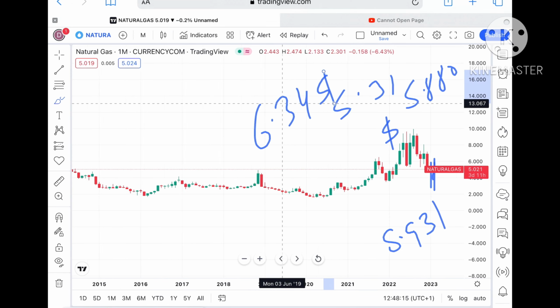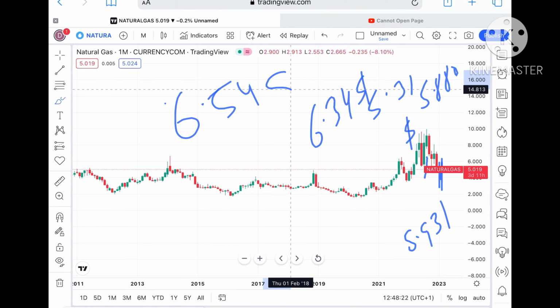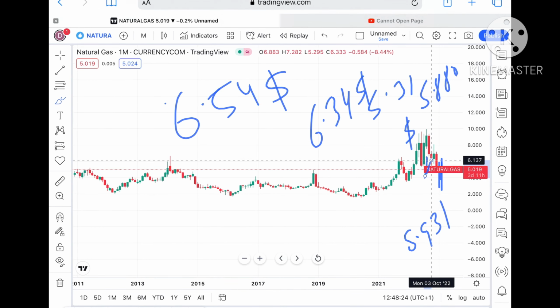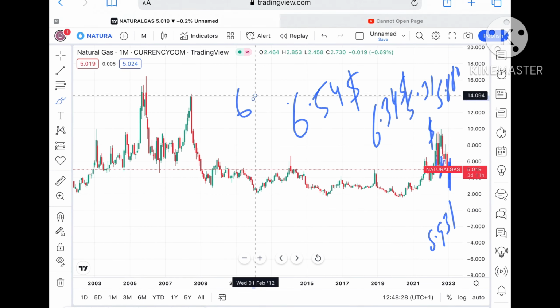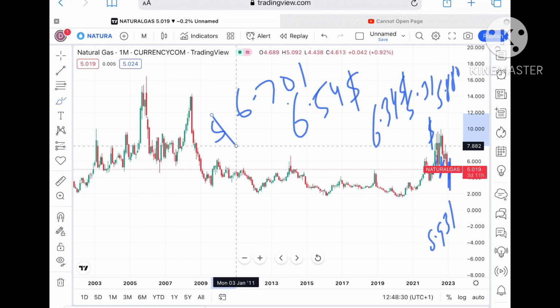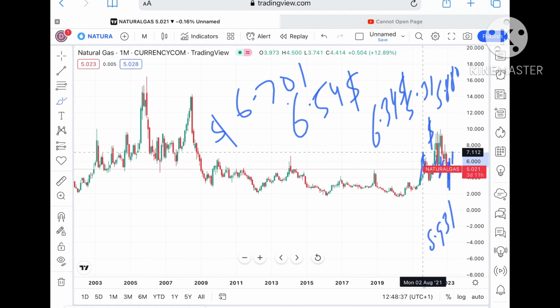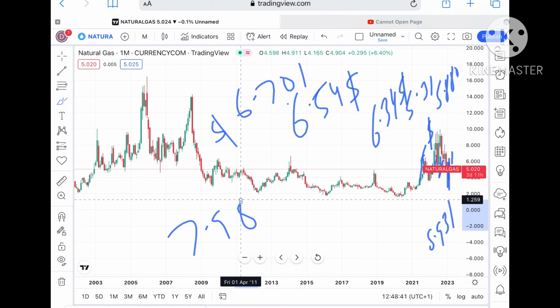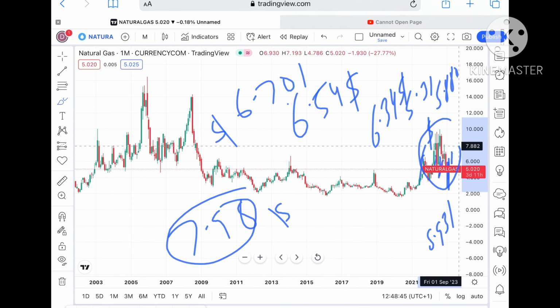Okay, now if the price moves over that particular level, then we can see it can go further upside, and a probability of touching $6.54 is there, and once it moves above that particular zone, then we can see it can go towards a level of $6.701. Okay, and if the price moves up that particular level, then we can see it can go further upside towards a level of $7.11, and if that level sustains, then we can see it can go towards a level of $7.98.